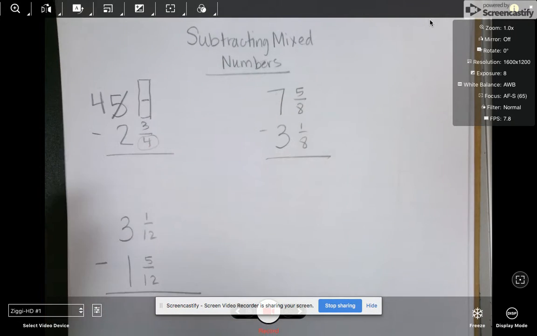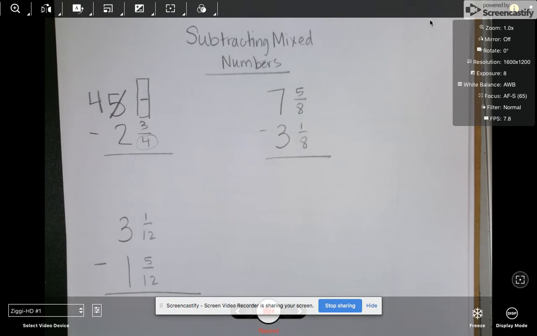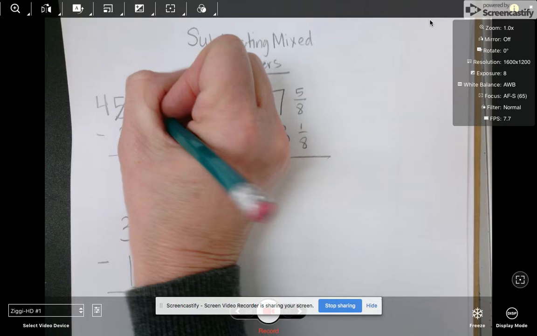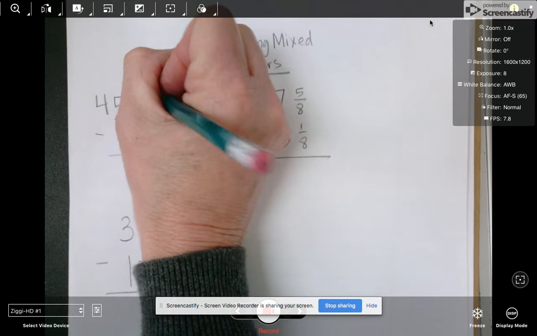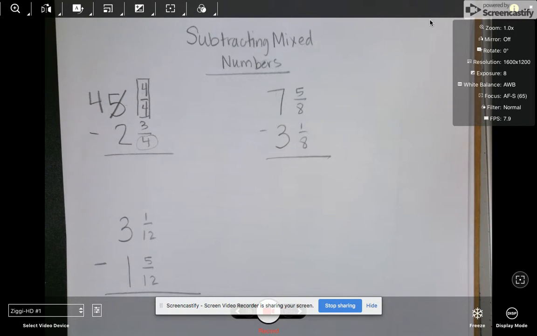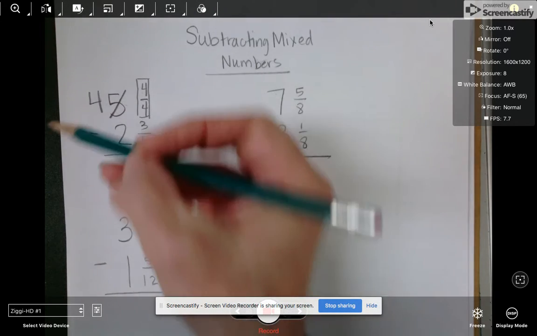Our denominator is going to help us determine what that fraction is going to be. We know our denominators have to be like, so we know we have to have the denominator of 4. In order for it to be equal to 1, we also need a numerator of 4. So 4/4 would be our fractional piece here.